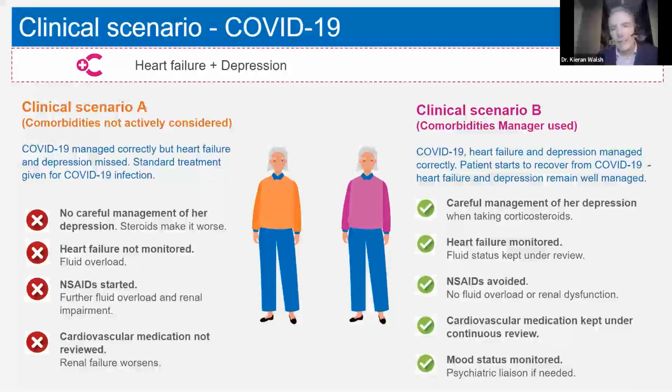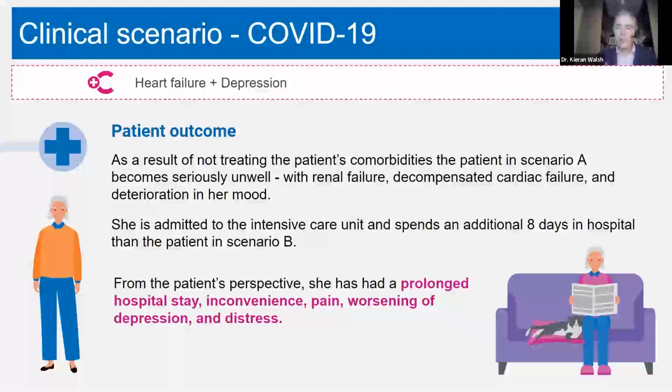Let's look on the left and let's imagine we just focus on COVID-19 and don't think about the depression and the heart failure. What happens? Well, steroids will make the depression worse. Fluids will cause worsening heart failure and fluid overload. Non-steroidals will make that even worse and also cause renal impairment. And if cardiovascular medications are not reviewed, the renal failure will get worse. So what happens? Well, if you don't manage the patient holistically, the patient will get renal failure, decompensated heart failure, and deterioration in the mood. If you do, the patient should improve quickly and should be able to get home.